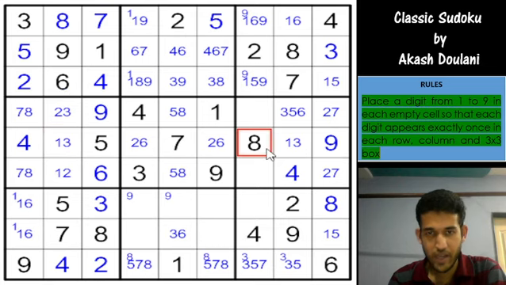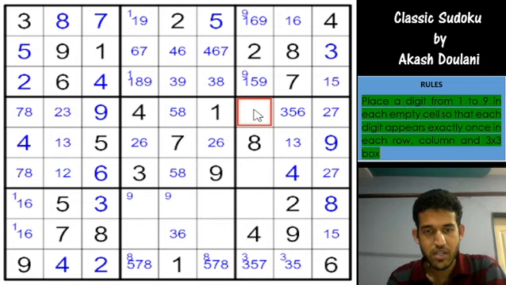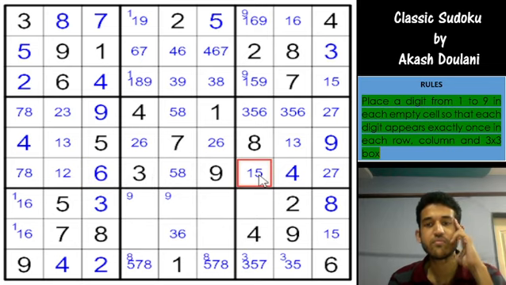Okay, 4, 8, 9, 2 and 7. Remaining digits are 1, 3, 5, 6. 1 can't be here. So this is 3, 5, 6 and this would be 1 and 5 because 3 and 6 are eliminated. So that becomes 1 and 5.